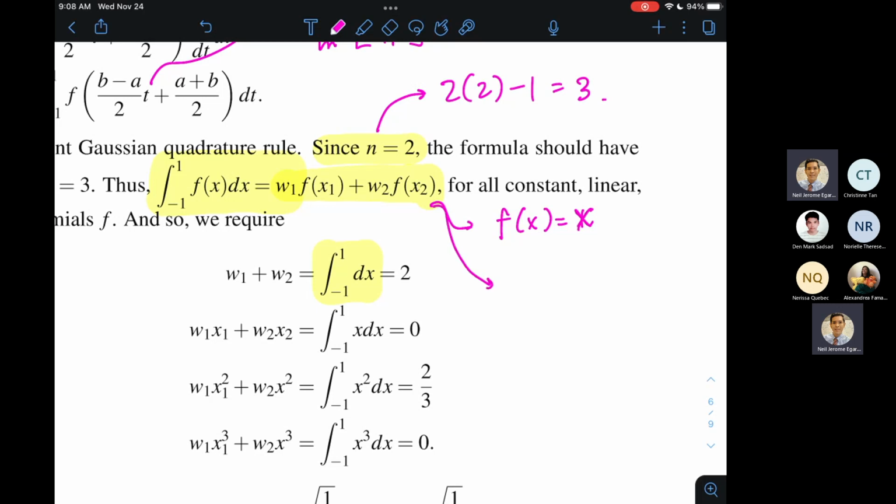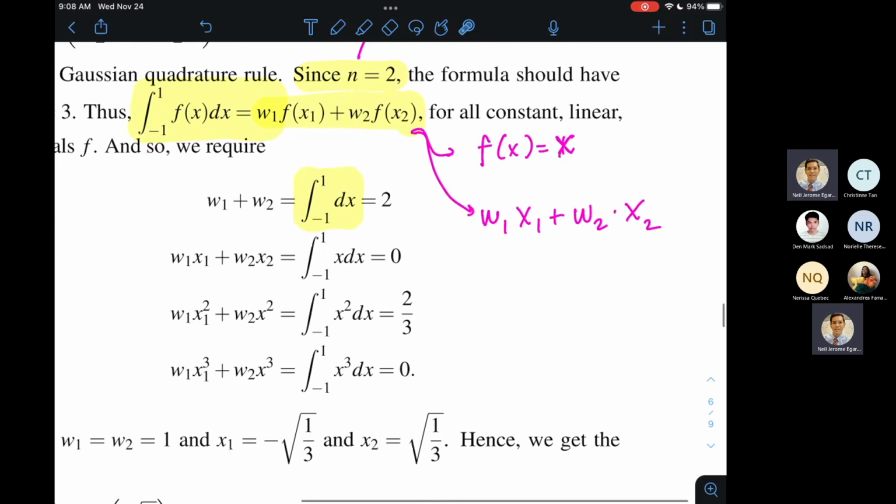Okay, next step, we will replace the f by the linear polynomial x. So ito magiging W1, tapos si f ay magiging x evaluated at x1, plus W2 times x evaluated at x2, all right, equals the integral of x over the interval -1 to 1. Okay, but the integral of x over the interval -1 to 1 is just equal to 0. And that's why we have chosen the interval -1 to 1. Para yung x to an odd power will have an integral equal to 0. Para medyo mas madaling isolve yung system.